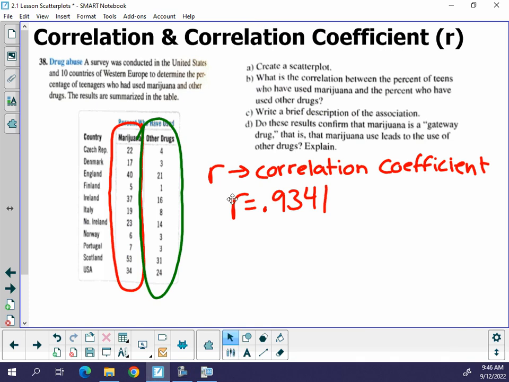So it looks like we have a value that's close to 1. Remember that correlation coefficient is always somewhere between -1 and 1. The closer it is to positive or -1, the stronger it is. So this looks like a strong correlation between marijuana use and other drug use. But before we say anything about that, we want to look at this scatter plot because we need it to meet some conditions.